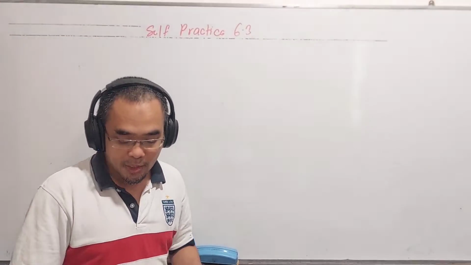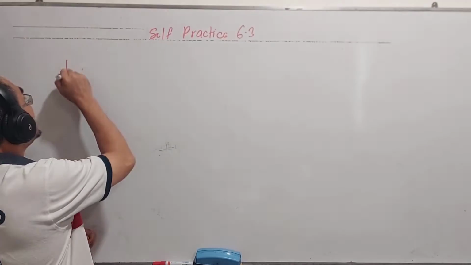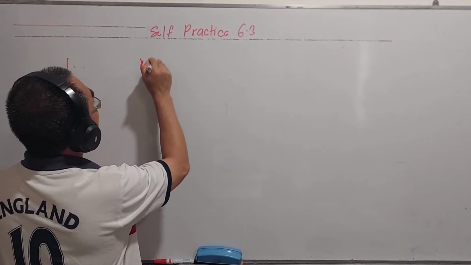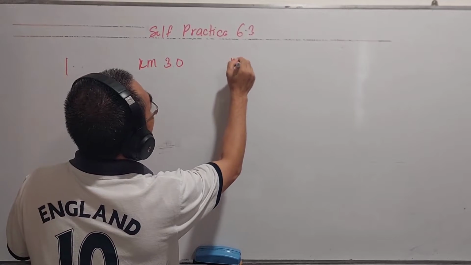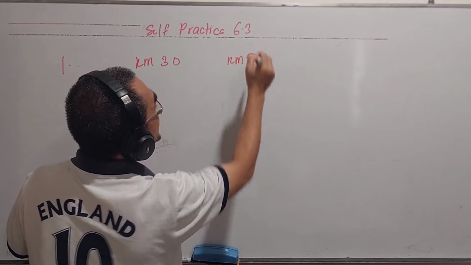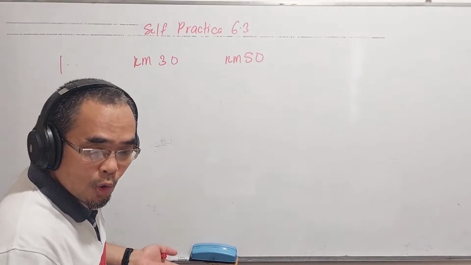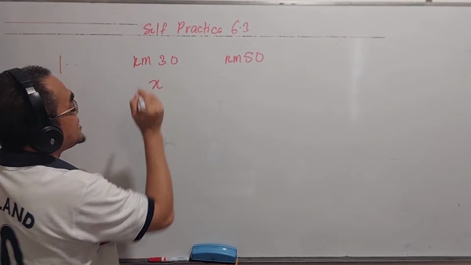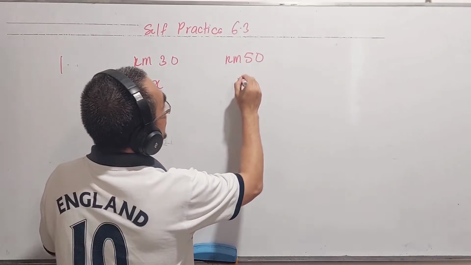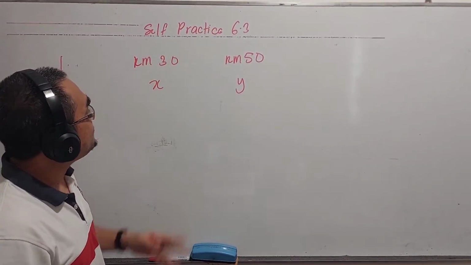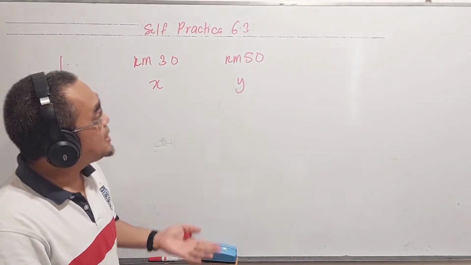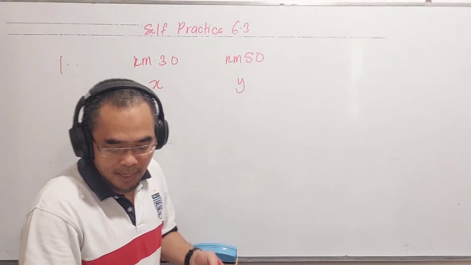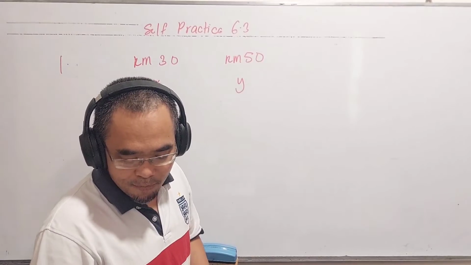So look at the question. How many booklets of RM30 and RM50 were sold? Since we do not know for both, you just say X booklets and Y booklets. X booklets for RM30 and how many for RM50 booklets? Y. Okay? So look at the info again.